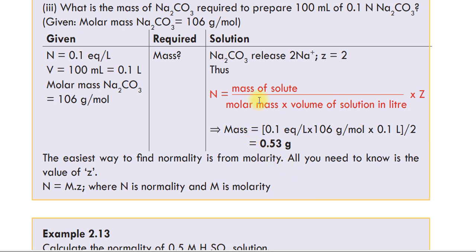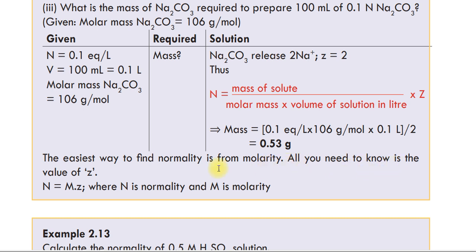So mass, which is equal to mass of the solute, ማለት n times molar mass times volume in liter እንደማለት ነው። ስለዚህ 0.1 equivalent per liter times 106 gram, that is molar mass ማለት ነው, times 0.1 liter over 2, 2 ምንድነው Z ነው, then finally 0.53 gram ይመጣል.